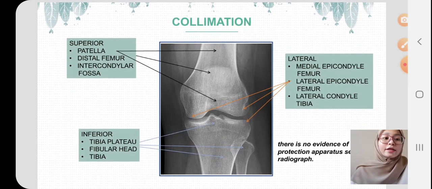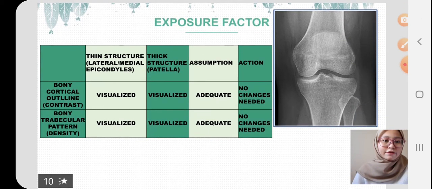At the superior border, structures that should be included are the patella, distal femur, and intercondylar fossa. At both lateral borders, structures that should be included are the medial and lateral epicondyles and the lateral condyles of the tibia. At the inferior border, structures that should be included are the tibial plateau, fibula head, and tibia. Okay, next is exposure factor.